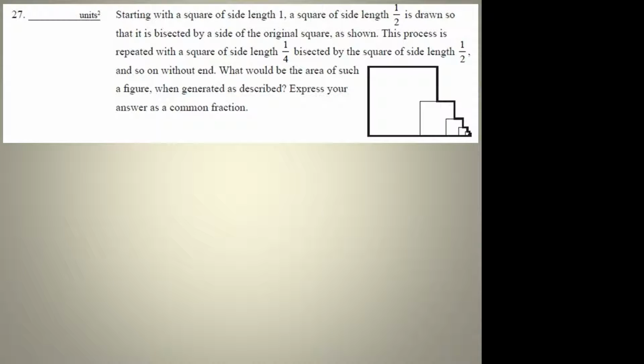Number 27. Starting with a square of side length 1, a square of side length 1/2 is drawn so that it is bisected by a side of the original square, as shown. This process is repeated with a square of side length 1/4, bisected by the square of side length 1/2, and so on without end. What would be the area of such a figure generated as described? Express your answer as a common fraction.